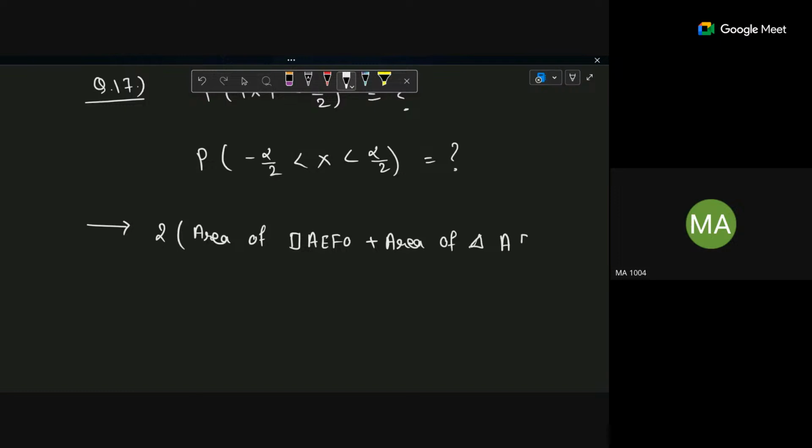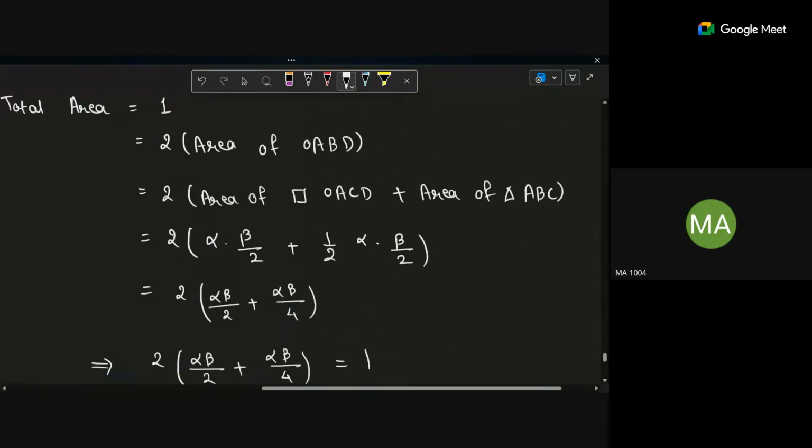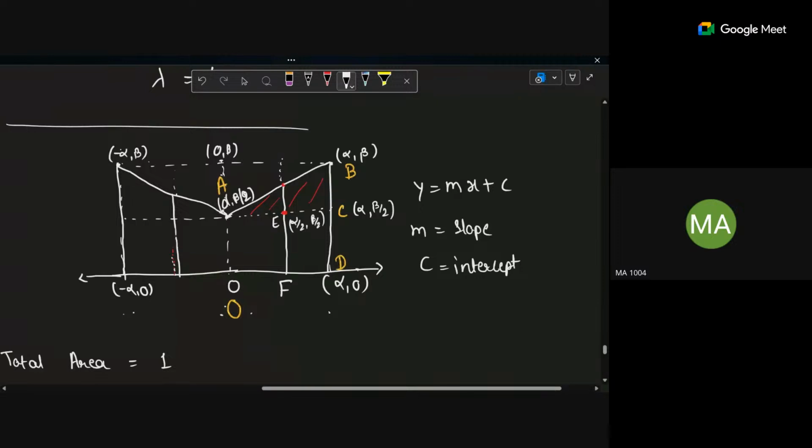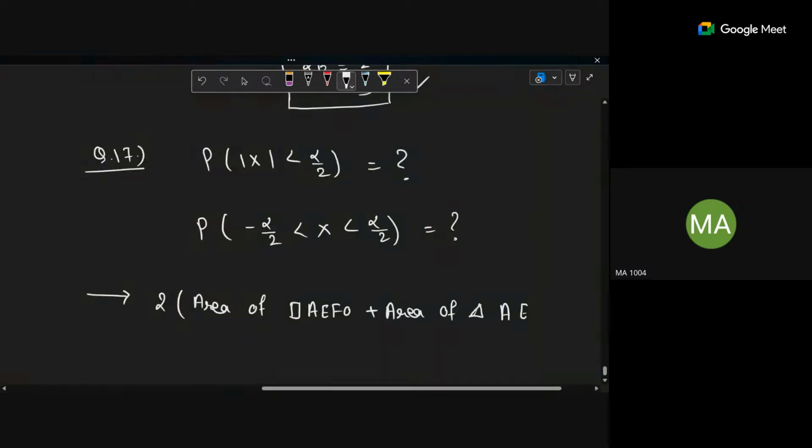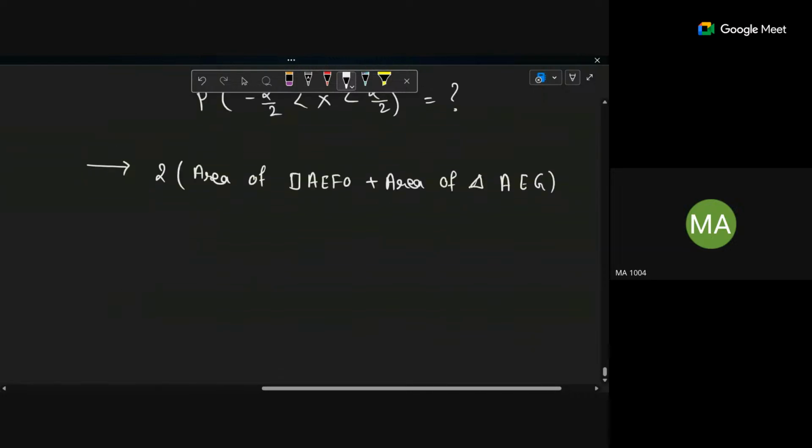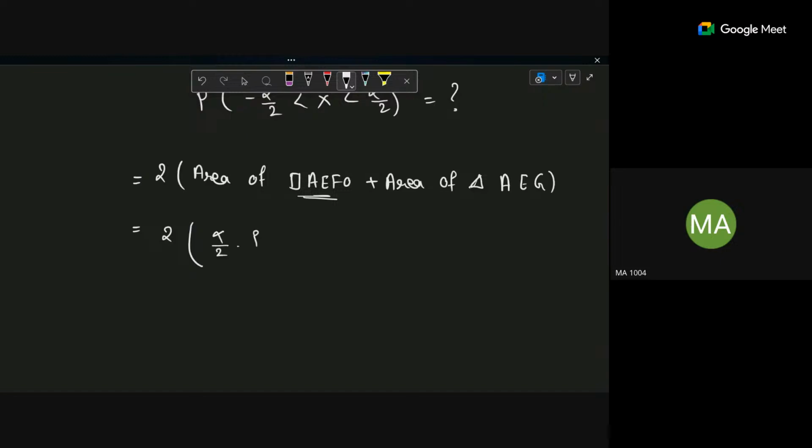That point we have not defined; let's say G. Is it okay? The probability is nothing but this area, right? So let's go with the first approach. What will be the area of this rectangle? Alpha by 2 into beta by 2, isn't it? Now the question is the area of triangle AEG.